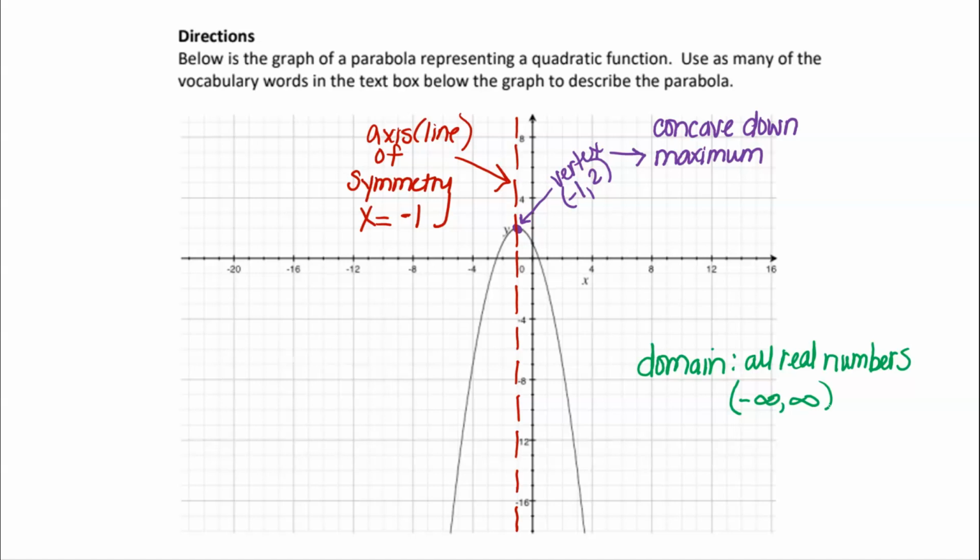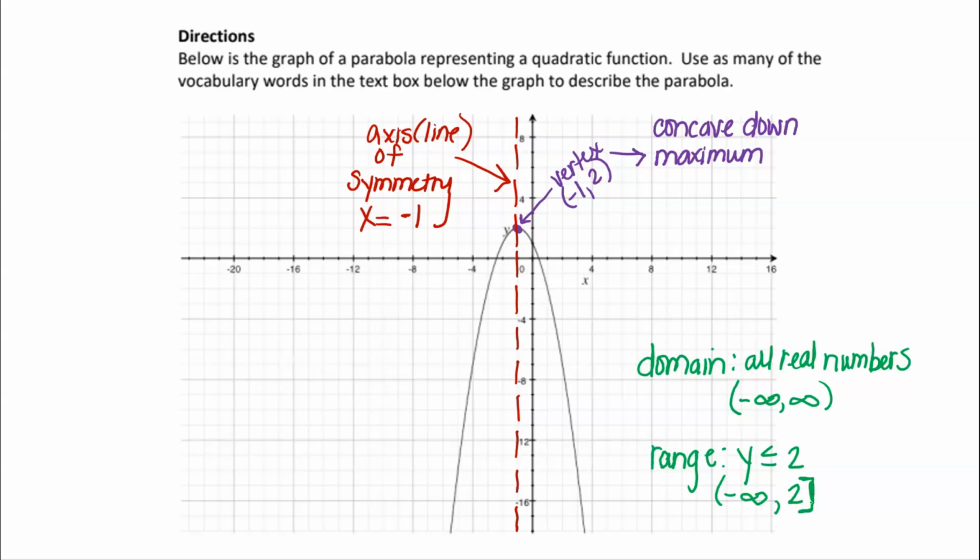Now, the range does have restrictions. The y values can't go above what number? 2. It can't go above this y value. This is the highest y value I can have. The graph is all below that value, so my range, I could say, is y is less than or equal to 2. And how could I write that in interval notation? If y is less than or equal to 2, that would be -infinity, 2, but that would be a bracket next to the 2.